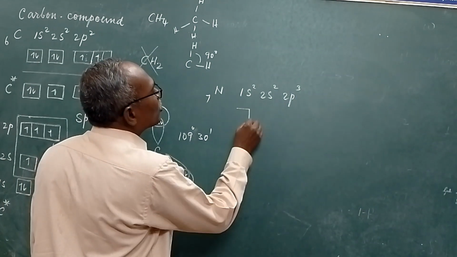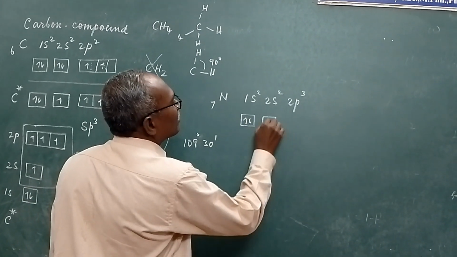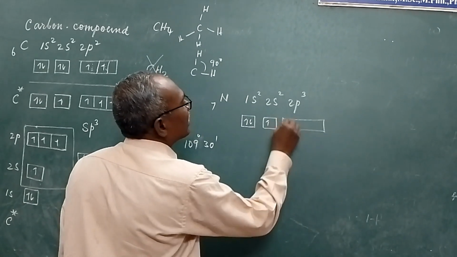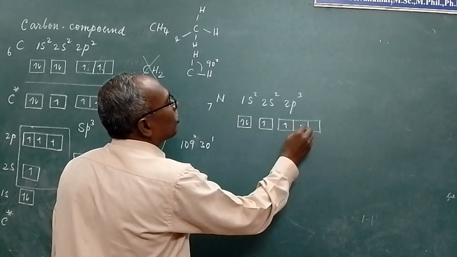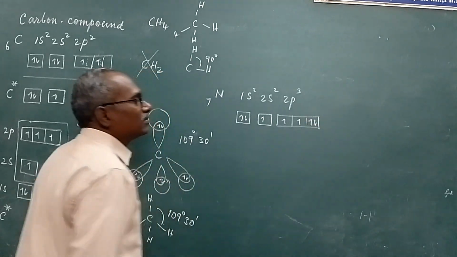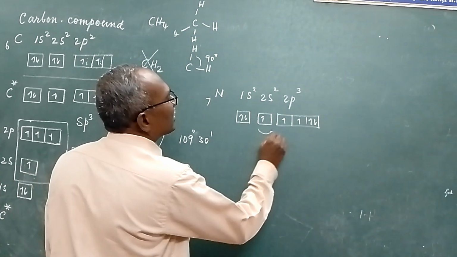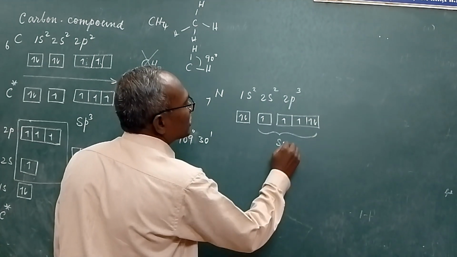If nitrogen undergoes sp3 hybridization, the nitrogen is excited, and the one electron from the 2s orbital will get paired with one of the electrons of the 2p orbital. Now nitrogen undergoes sp3 hybridization.